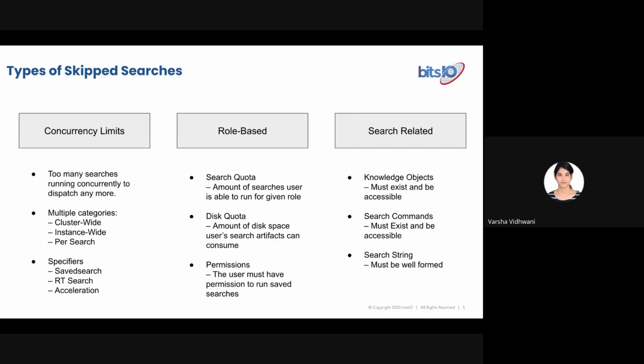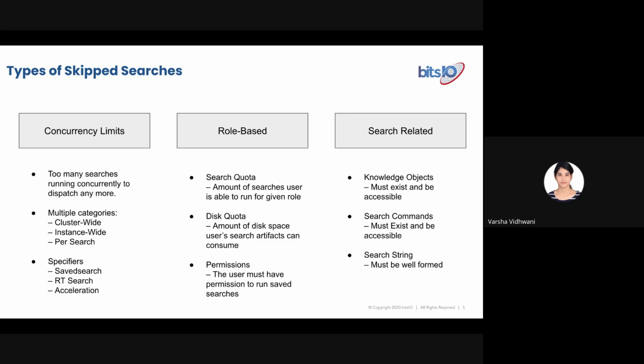Next, we have the role-based reasons. This is all about what the user is allowed to do. Every role in Splunk has a search quota, which limits how many searches a user can run at once. It also has a disk quota that limits how much space the search results and artifacts that are generated can take up.